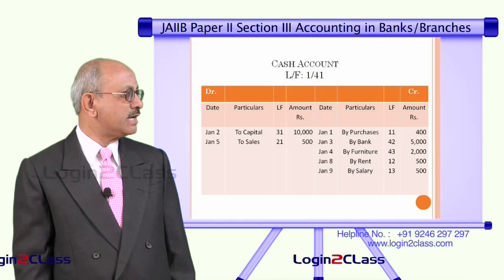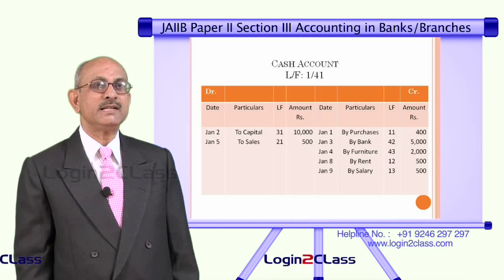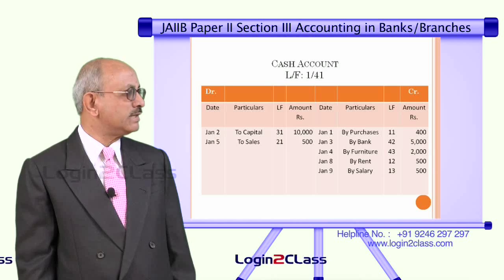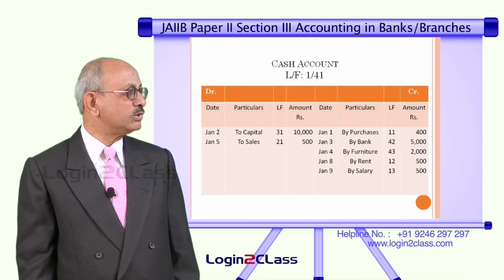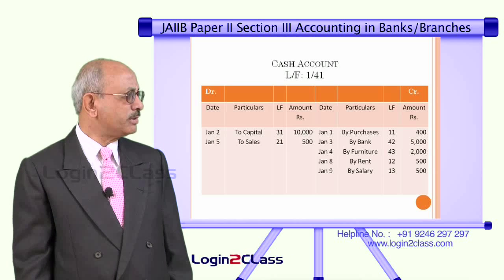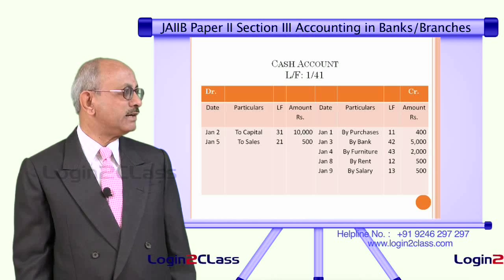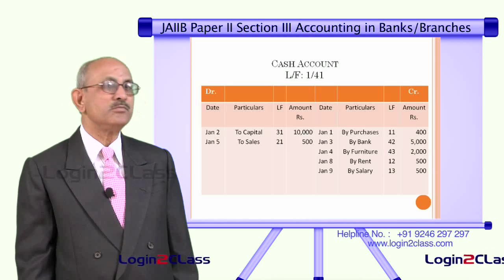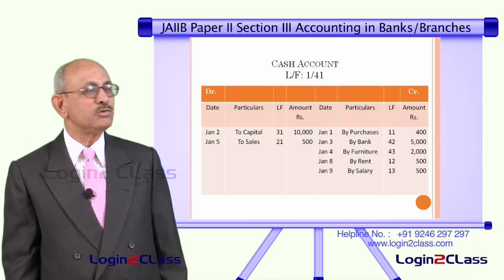There I have posted January 1 by purchases. That means we are indicating the other account which has been debited. Here cash has been credited, so it is shown on the credit side of the cash account, and the debit has gone to the purchases, so that is indicated under the particulars column as by purchases. And we also give the ledger folio of the purchases account, that is 11, so that we can easily refer to this whenever there is some problem or whenever a mistake has to be rectified. And in the amount column we have put 400 rupees.